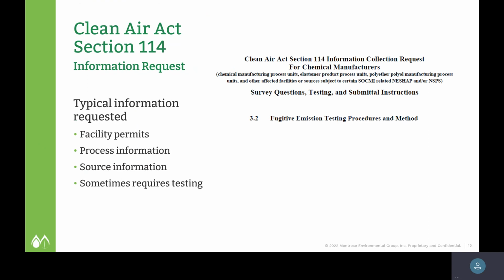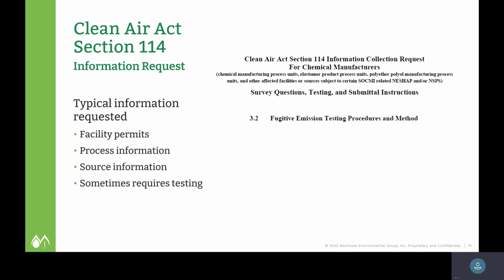Recently, a Section 114 information request was put out for chemical manufacturers. Typical 114s ask for information like permits, source information, process information, and a lot of times there's testing involved. Typically, this is stationary source testing. If you're in industry, you're familiar with this process.